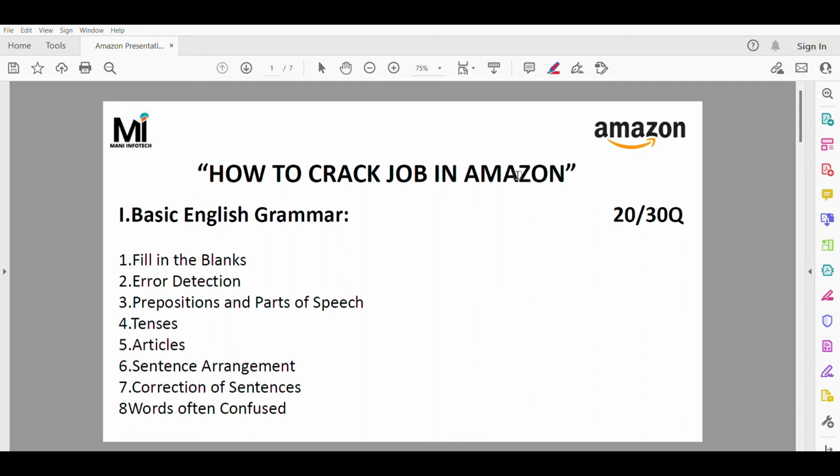There are different roles in Amazon like seller partner support, Tron associate, quality specialist, RMS specialist, tech ops specialist. So there are many roles. For all these roles, there are some basic tests, and let us discuss this.